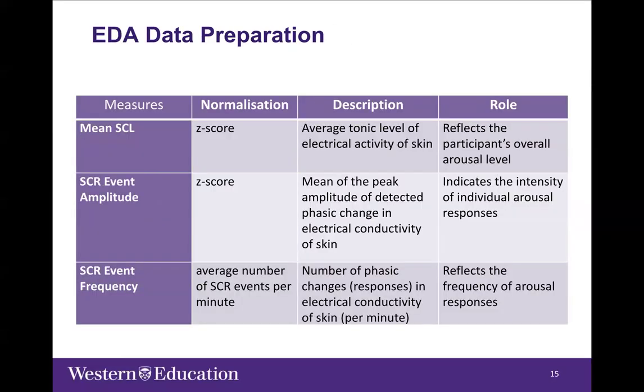Here are the 3 EDA measures that we used to capture participants' emotional arousal during the L2 listening test. First, mean SCL, which is a tonic measure. Second, SCR event amplitude, which represents the peak intensity of short-term arousal spikes. Third, SCR event frequency, which tracks how often these physiological spikes occur. Unlike the other 2 measures, we standardized this measure by calculating the number of SCR events per minute. This allowed us to maintain consistency across segments with different time lengths.